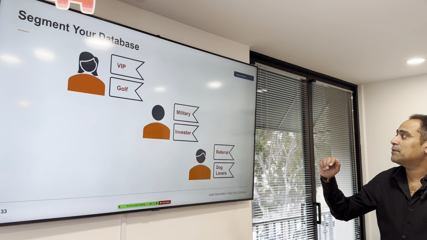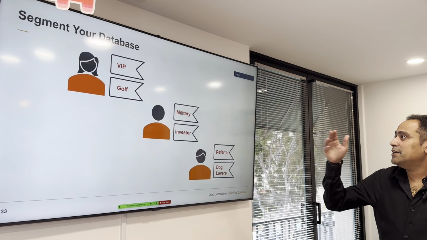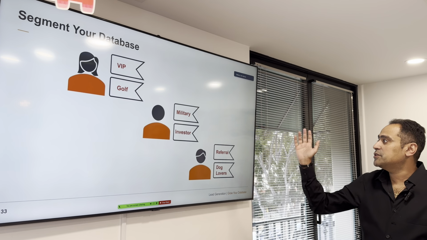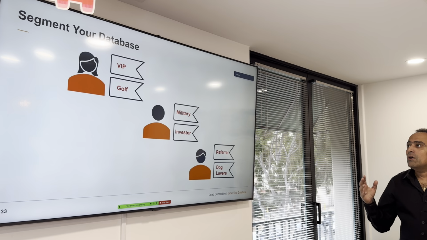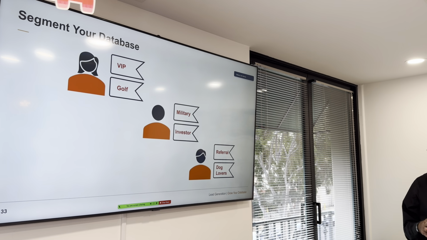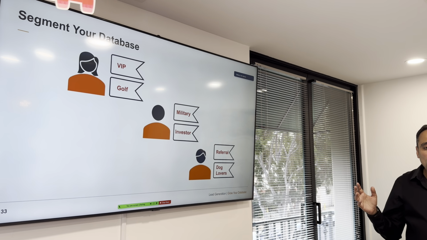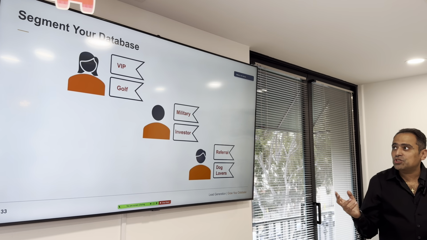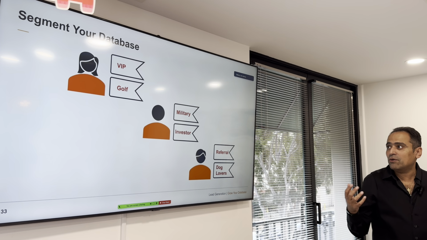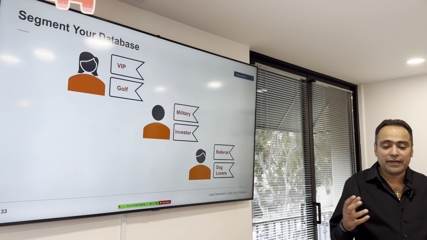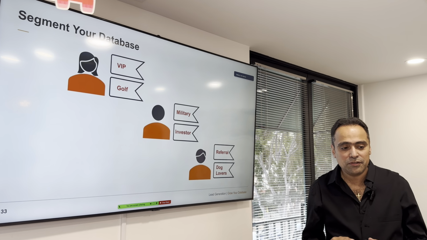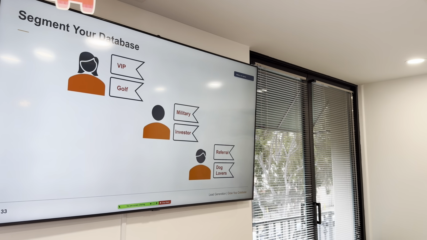So let's see, for example. Let's say he's VIP, golf, military, investor, referral, dog lovers. Let's say we segment based on that. How can we take advantage of this segment or this categorization or this tagging to our benefit as we are doing a smart campaign on our command? We're going to see in a second. Let's see.